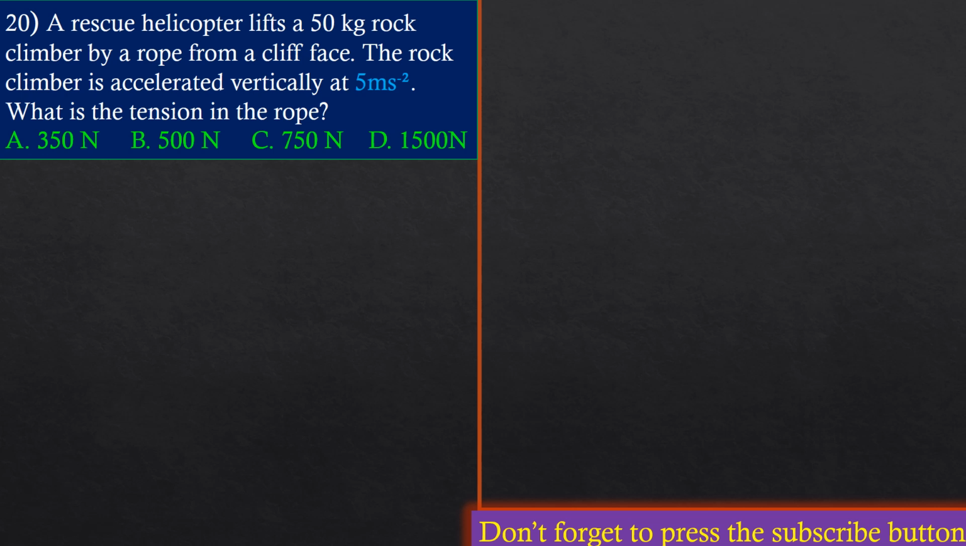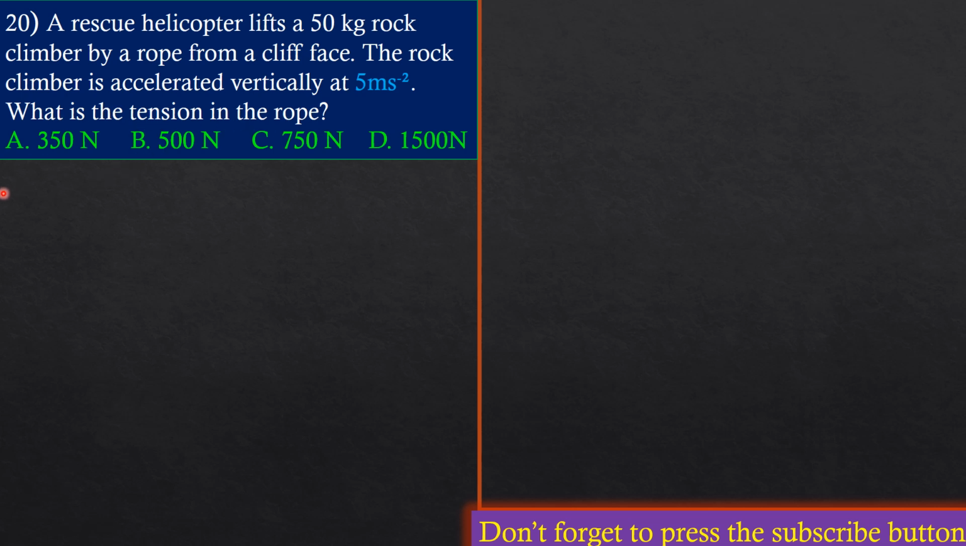Question 20, friends, as you can see on screen, simply reads that a rescue helicopter lifts a 50-kilogram rock climber by a rope from a cliff face. The rock climber is accelerated vertically at 5 meters per second squared. What is the tension in the cable?